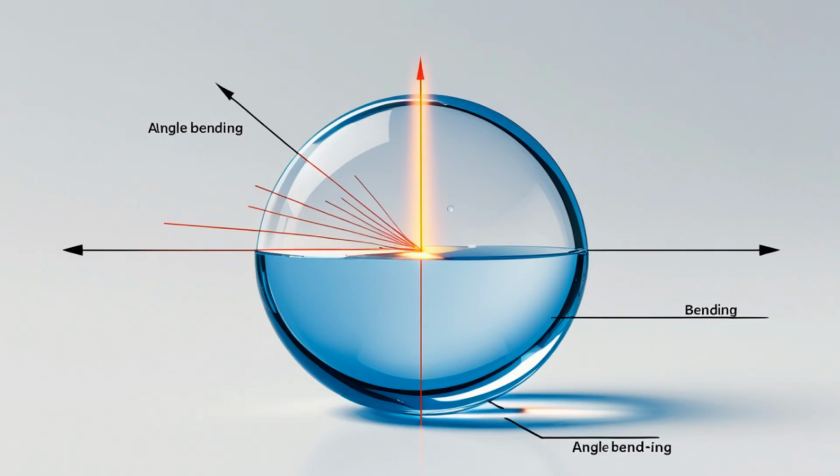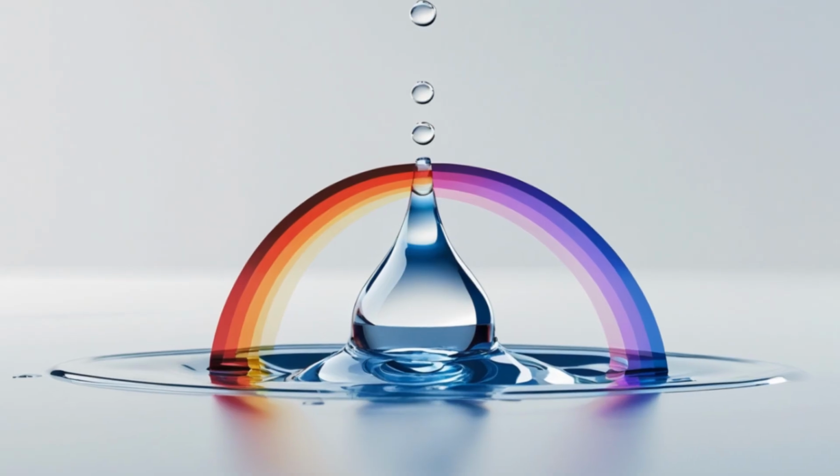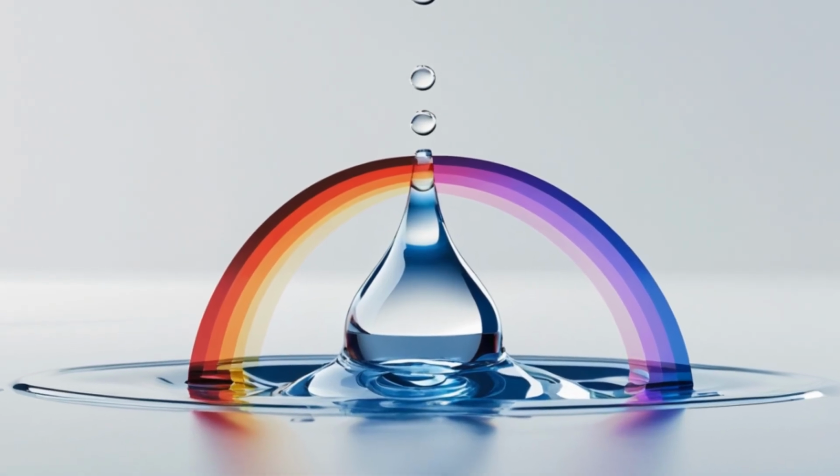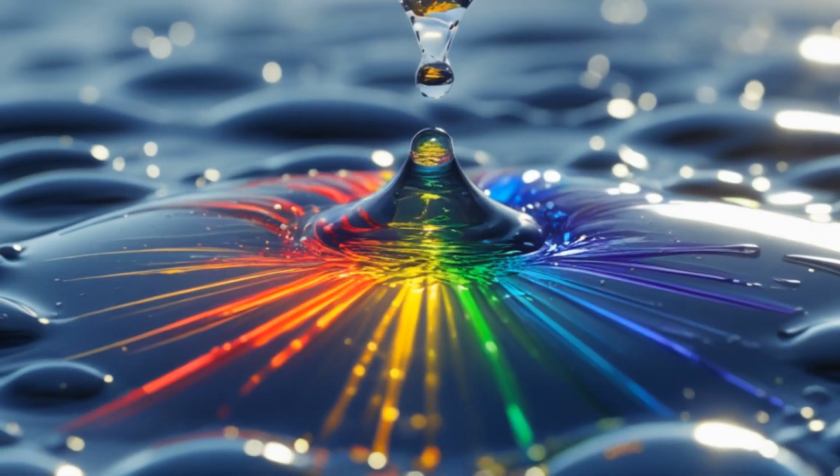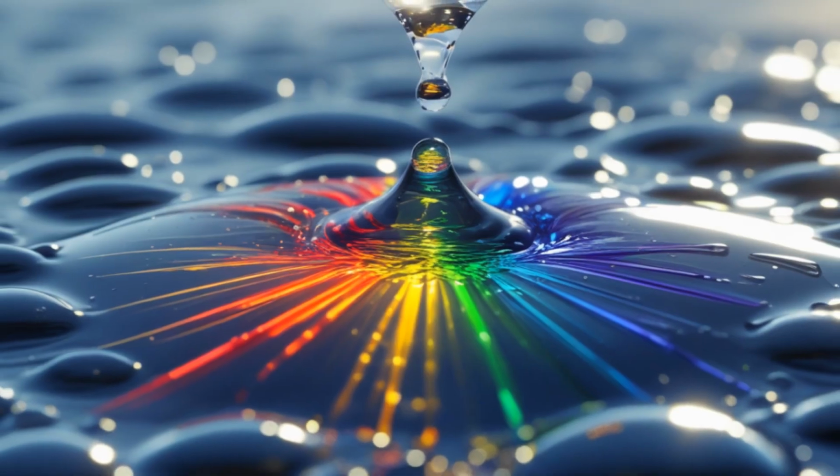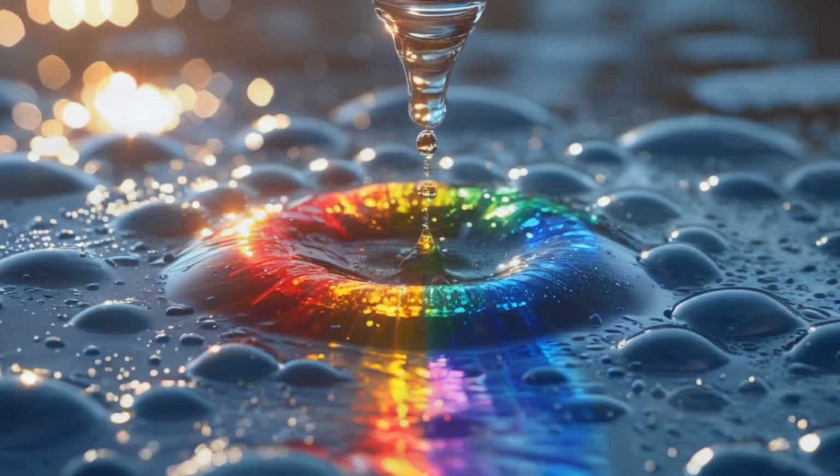Because sunlight is made up of many colors, each with its own wavelength, each one bends at a slightly different angle. Red light bends the least, and violet light bends the most. This bending is what begins to separate the white light into different colors.